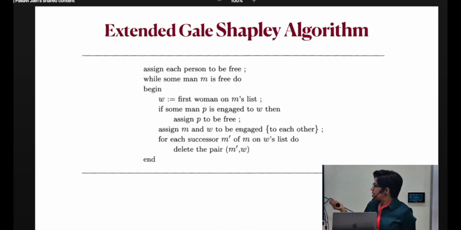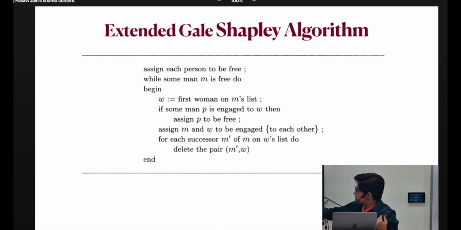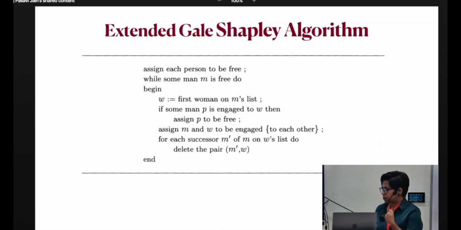Okay. So that is the pseudocode, and then basically you delete. So the woman deletes these men M prime from her preference list who are ranked less than M, and basically that means delete the pair M prime W, or delete the edge M prime W. So is the pseudocode clear?